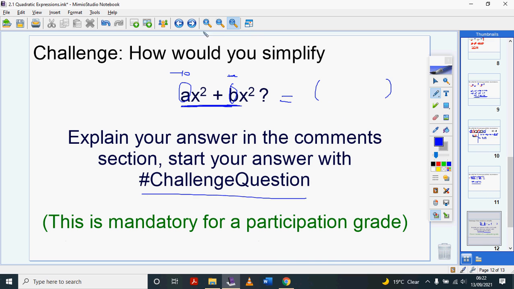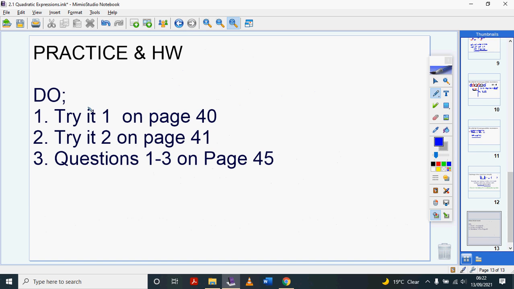Alright, and finally, this is your homework. Try it one on page 40, try it two on page 41, and those questions on page 45. You can check your answers on page 201 of the textbook.